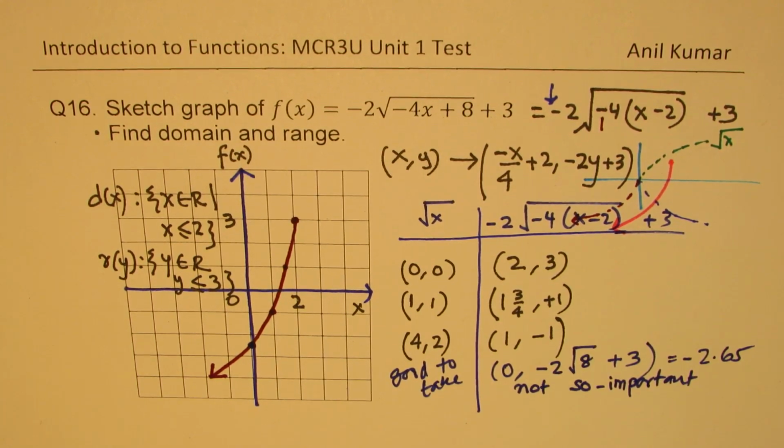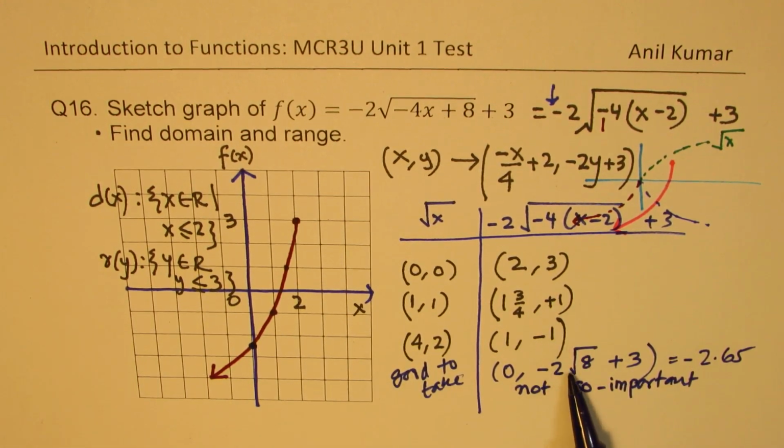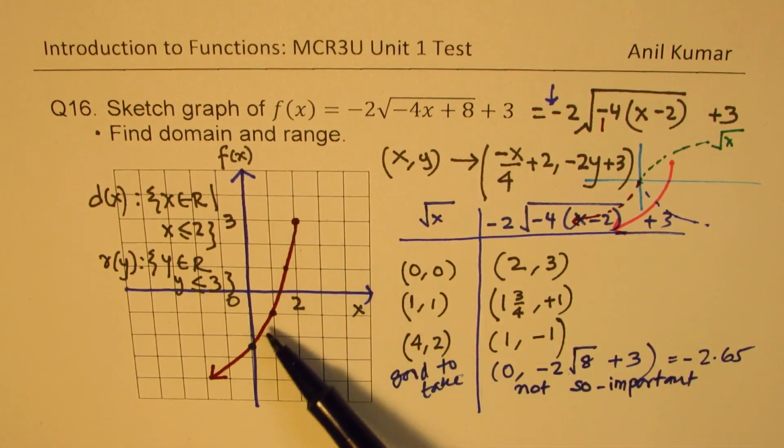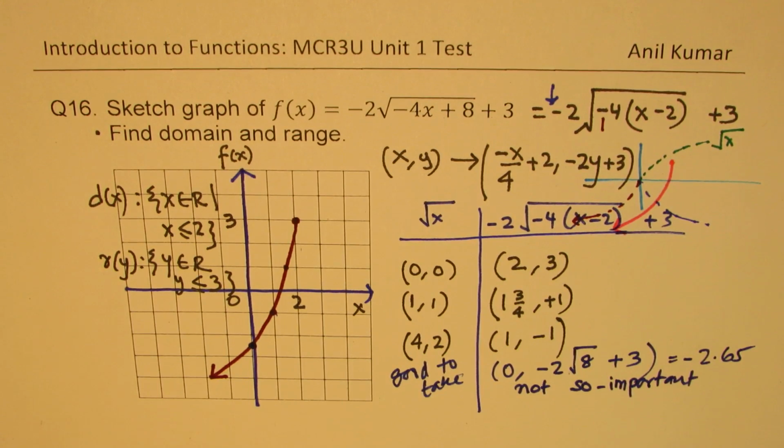So I hope this concept is absolutely clear. So it's a good idea to use the points as we did. You may or may not look into this point. Just sketch with these 3 points. That should be okay. You'll definitely get correct domain and range. But it is a preferred thing to always find y-intercept. It's not difficult to calculate.